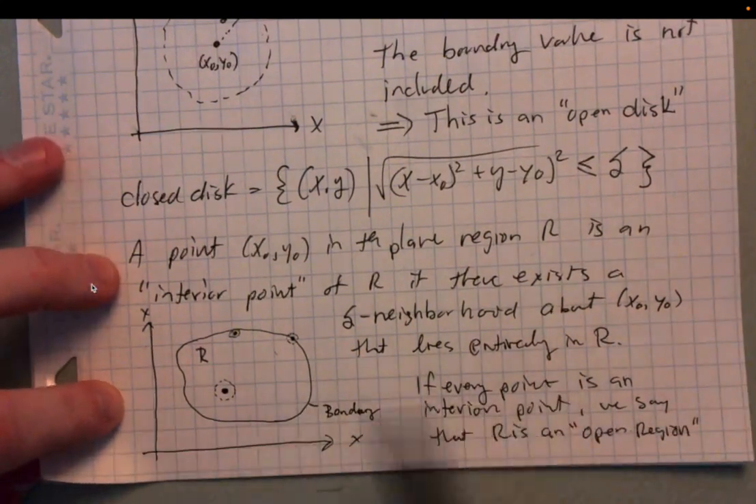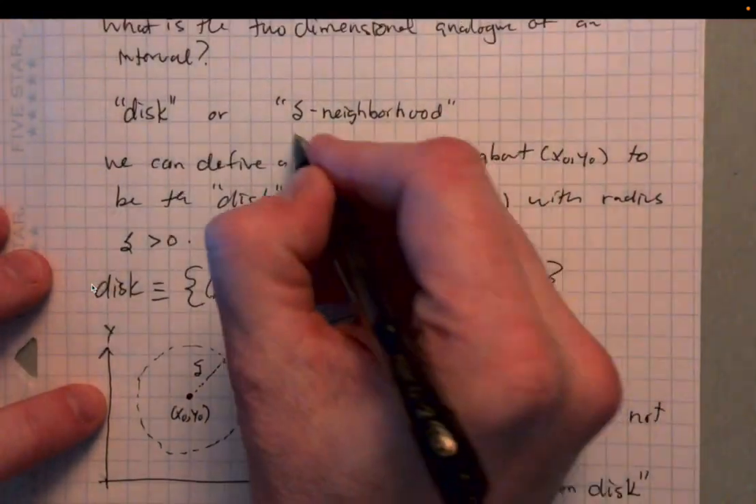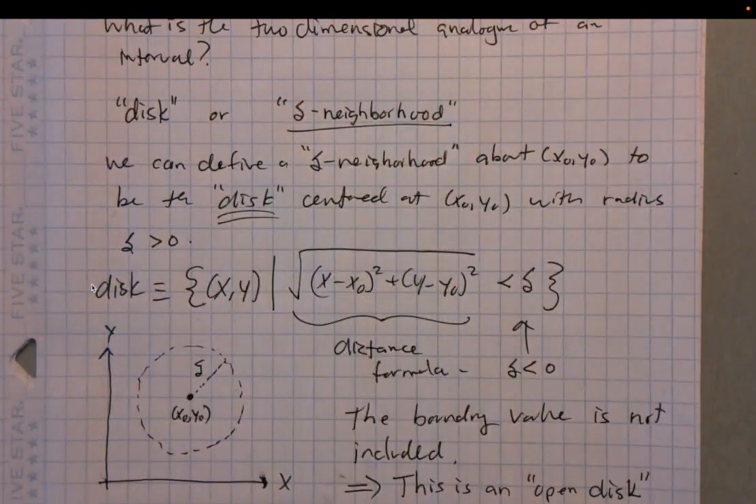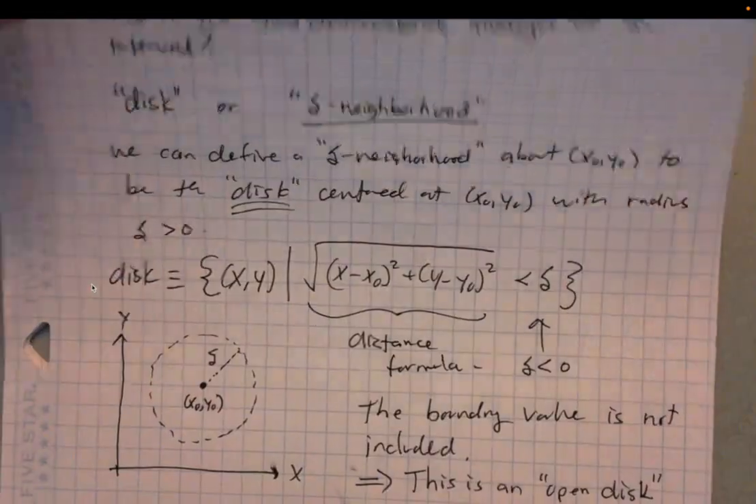So the key idea here is the delta neighborhood and how that's thought of as a disk, right, centered at whatever the point of interest is. Okay, and so using this setup, we can define the limit of a two-dimensional function. And really this would extend to higher functions pretty naturally, but we'll just write it in terms of a function of two variables.